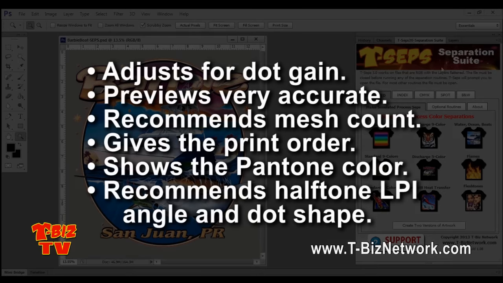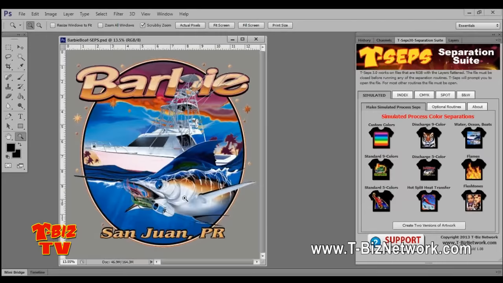T-Seps adjusts for dot gain. It adjusts for how the inks print wet on press. Typically with most dark shirt prints, you print the underbase and flash cure it. So T-Seps does all the adjustments for you. It previews on the monitor very close to how it's going to print. That's assuming you're good at burning a screen and you can hold a little tiny halftone dot on the screen.